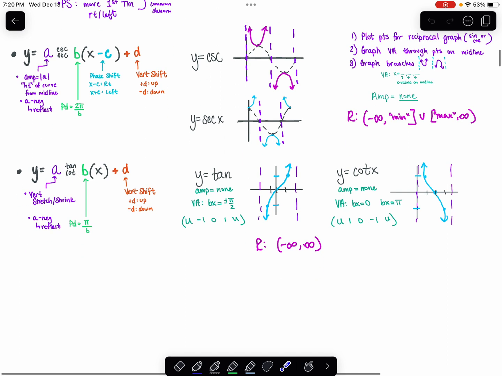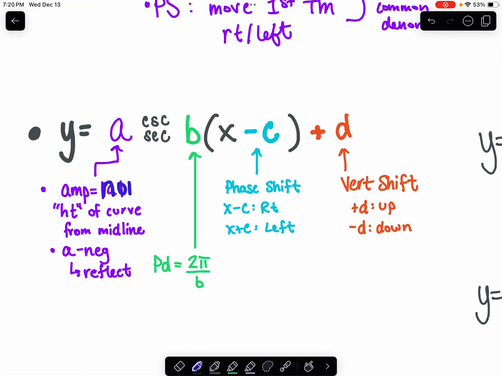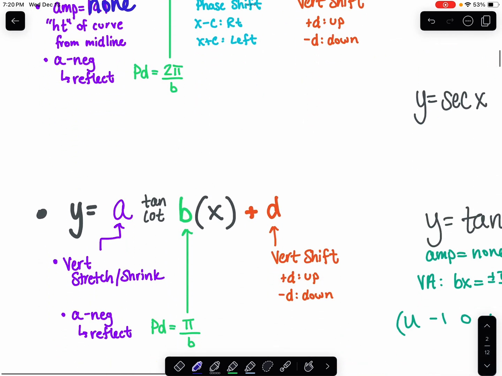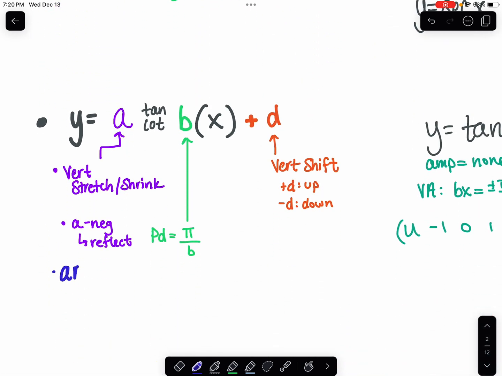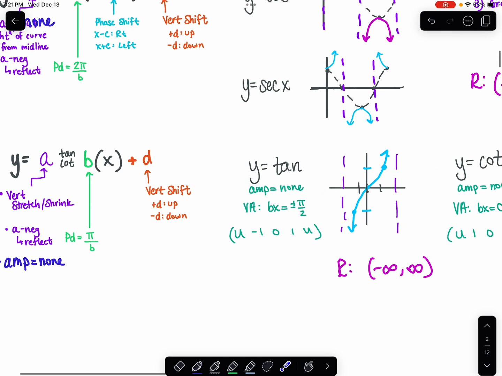Tangent and cotangent are totally different. We still have an A value that will affect our points, but no amplitude. If A is negative, it still reflects our graph, but again, no amplitude. Same thing with secant and cosecant. Your amplitude here is none for secant and cosecant. Tangent and cotangent, if they ask for the amplitude, your amplitude is none. Our B value still affects our period, but the period for tangent and cotangent is just 1 pi.